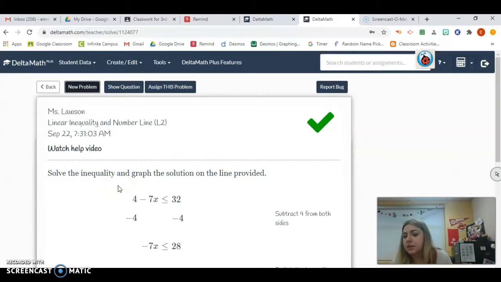Okay, so it doesn't matter if you have variables on both sides, if you have to distribute, if you're just doing a simple two-step inequality, you solve them all just like you would an equation, except when you divide by a negative, you have to flip the sign.